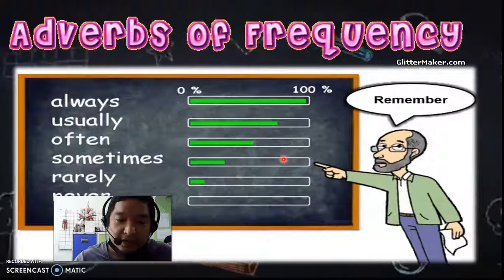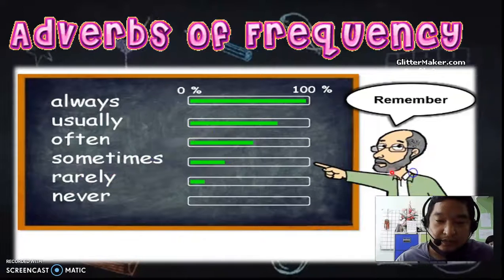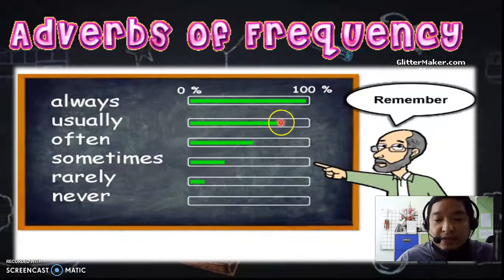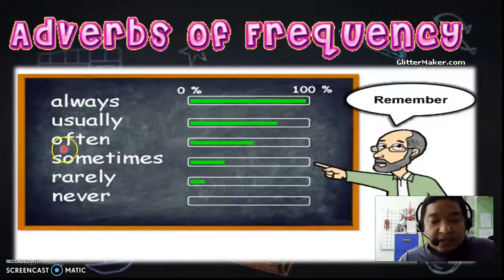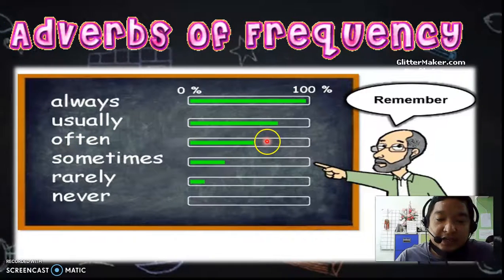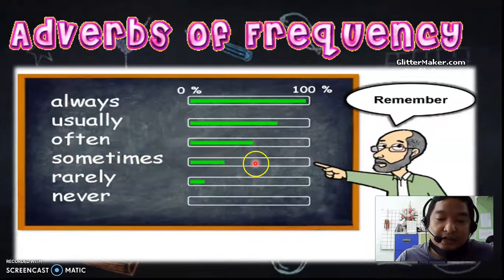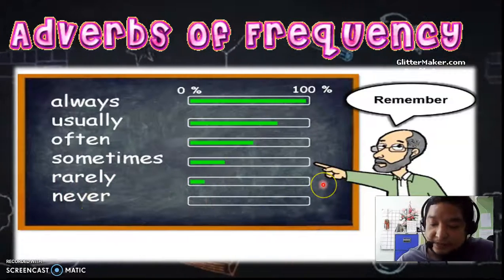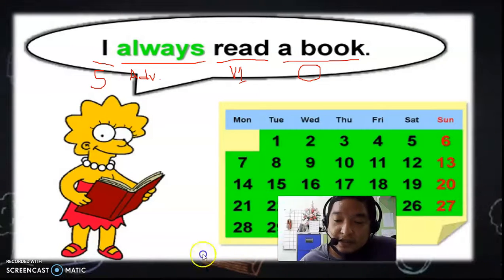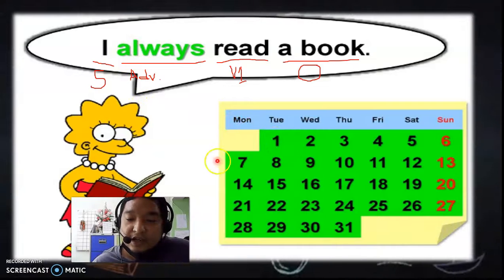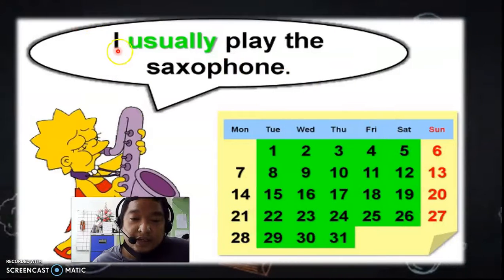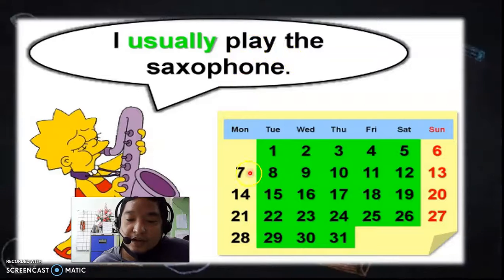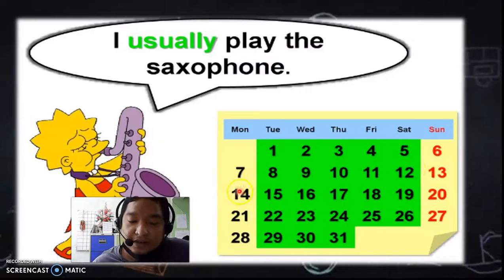If you go back to our chart here, always is 100%. That means every day. Usually maybe 80 to 90%. Often like 50% to 60%. Sometimes it's like 40 to 50%. Rarely it's like 5 to 10%. Never is 0%. Right, let's go back to our example. Always is 100%, like every day. Usually is 80 to 90%. Usually I play almost every day, but not on the weekend, based on the calendar.